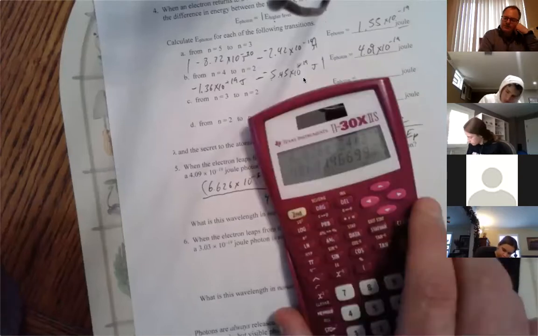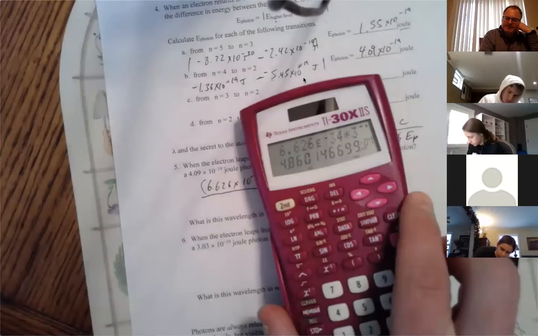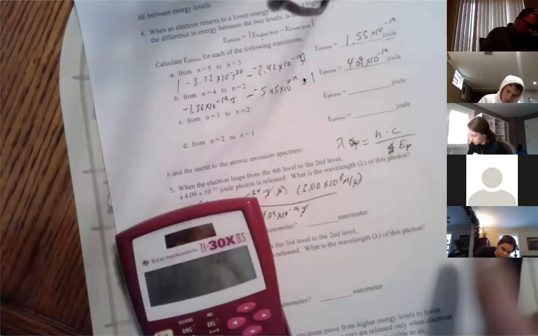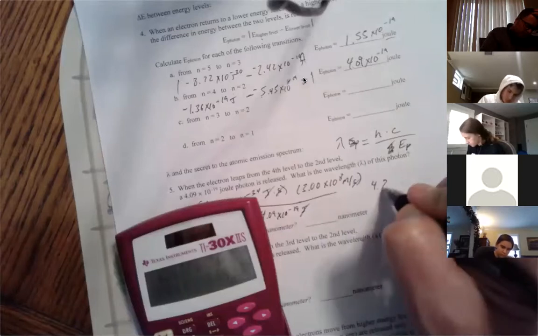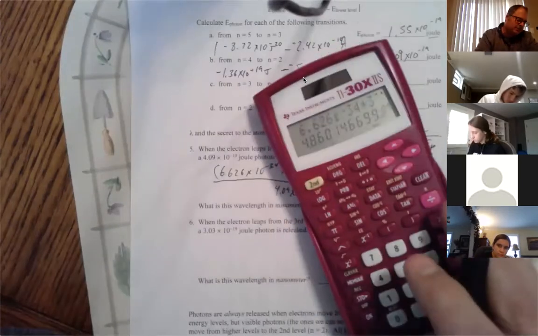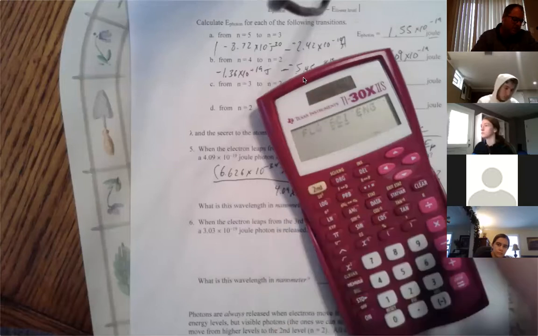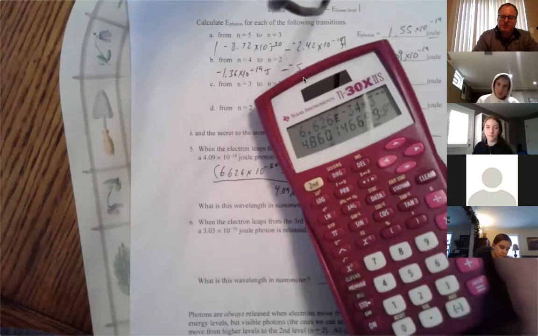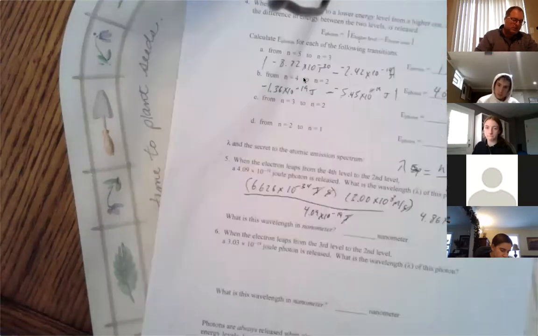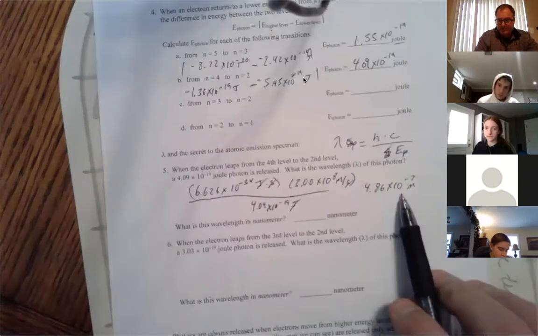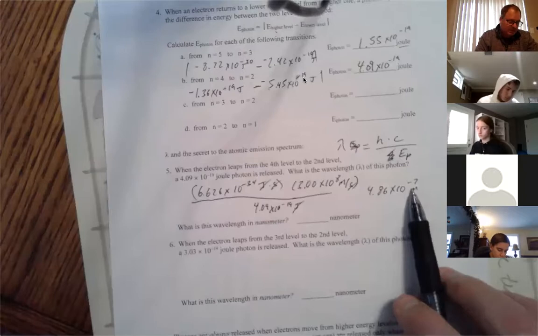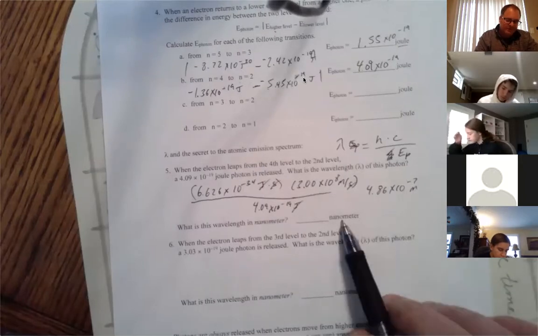You get 4.86 times 10 to the -7th meters. Now, if you're not in scientific notation, that may actually look like this, right? It's the same thing, just different notation. So you want to make sure you're in scientific notation. Boom. That's a very, very small amount of meters. So instead of using this, it might be better if we use nanometers.